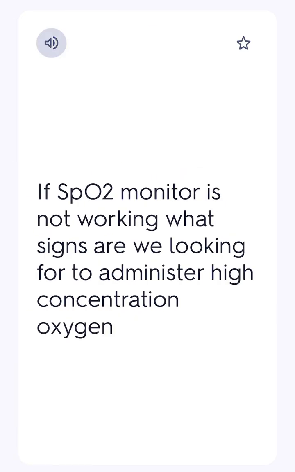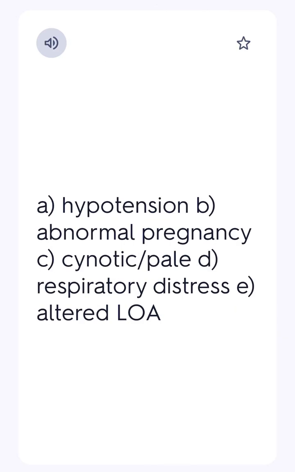If the SpO2 monitor is not working, what signs are we looking for to administer high concentration oxygen? A, hypotension. B, abnormal pregnancy. C, cyanotic or pale. D, respiratory distress. E, altered LOA.